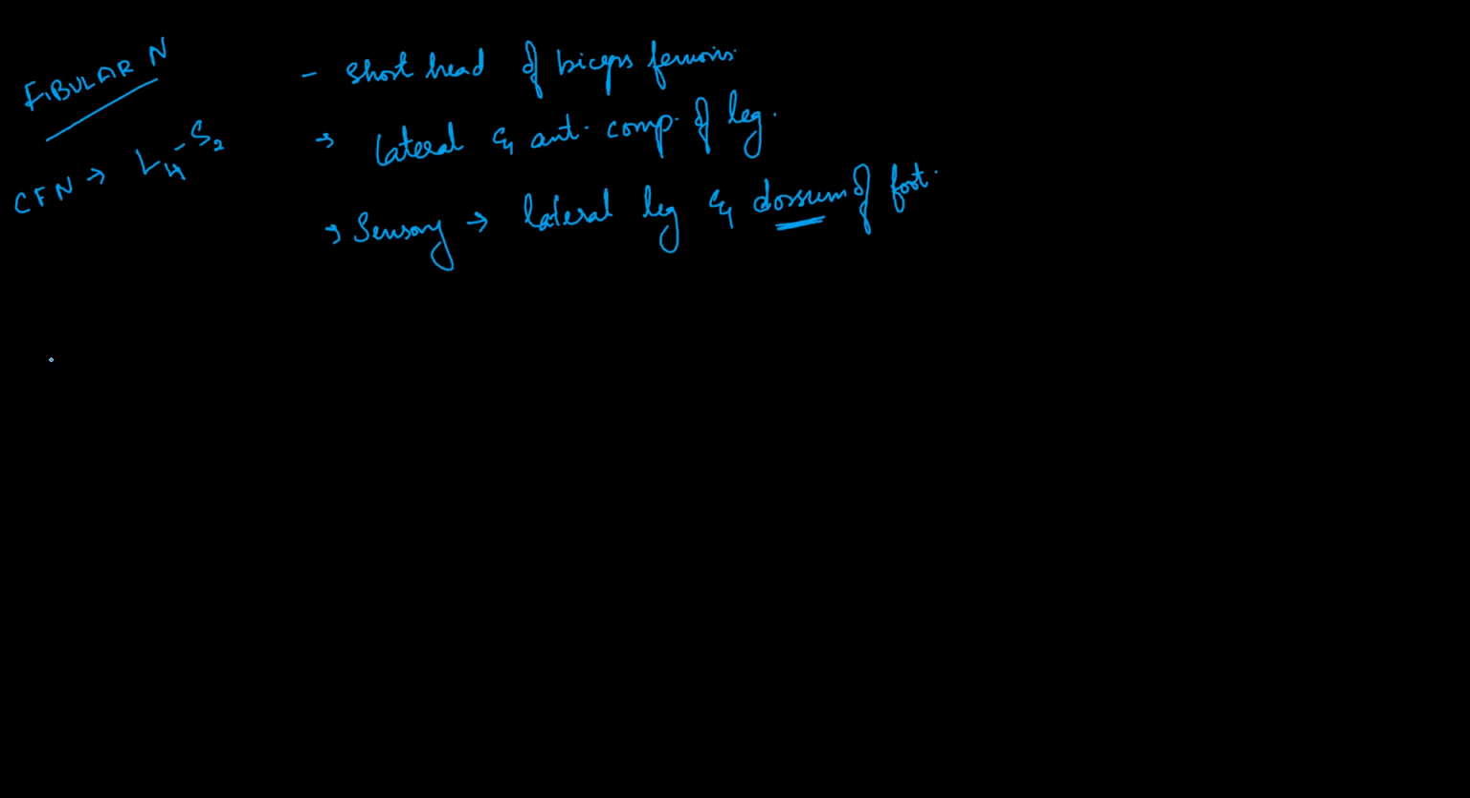Now, the motor functions. This common fibular nerve or common peroneal nerve gives off two branches, superficial peroneal and deep peroneal, which supply the structures superficially and deep.